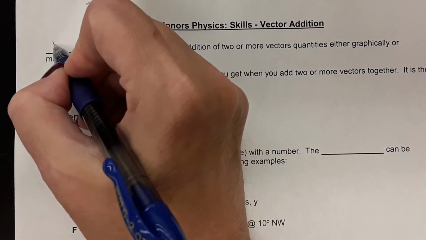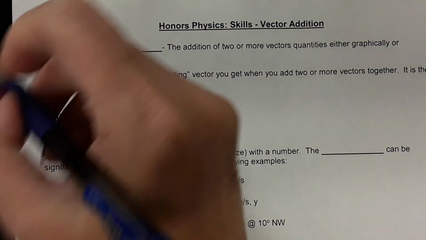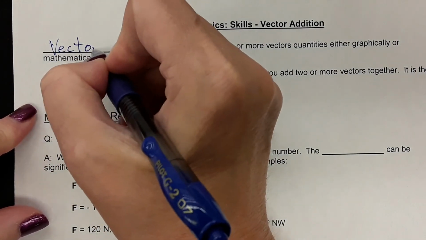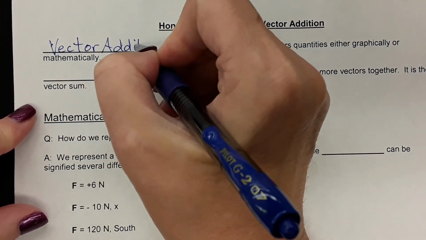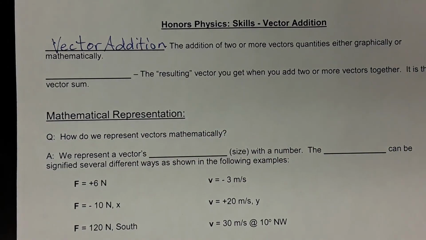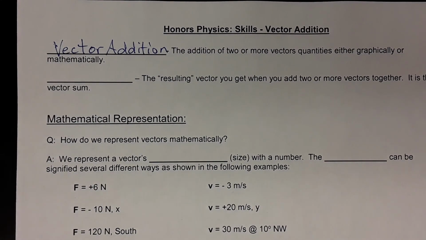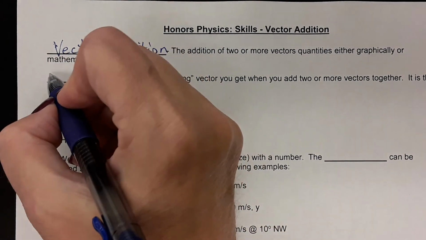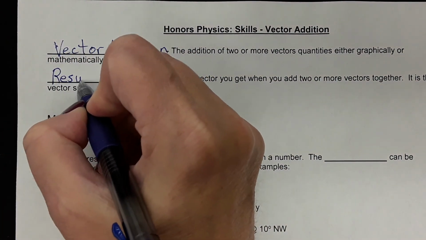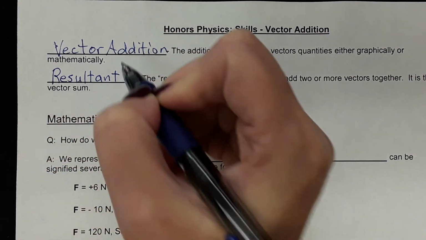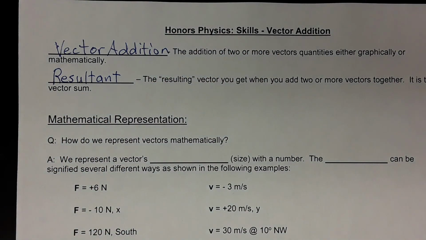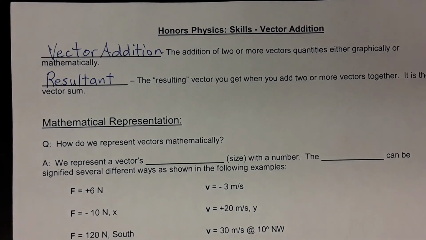All right, so what is vector addition? Vector addition is simply the addition of two or more vector quantities, either graphically, which we will be doing, or mathematically. Now, when you add two or more vectors together, the answer that you get is called the resultant, because it is the result of adding the vectors. Okay, it's the vector sum.